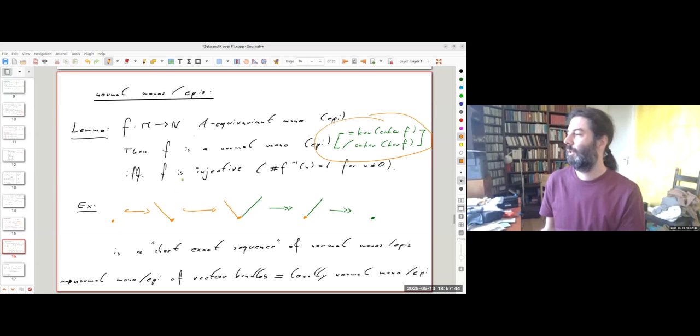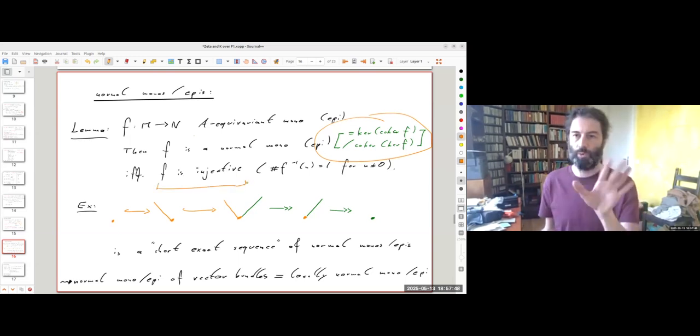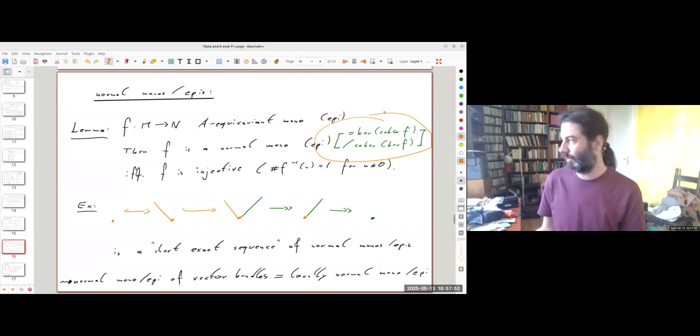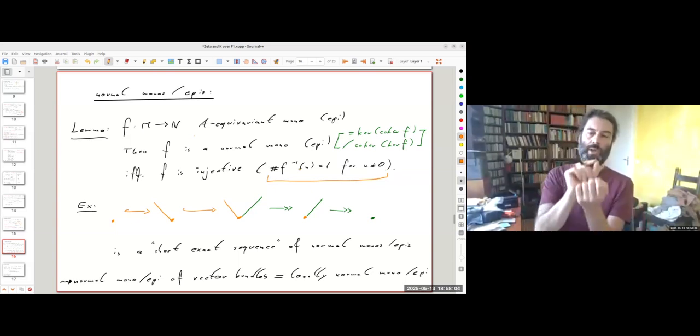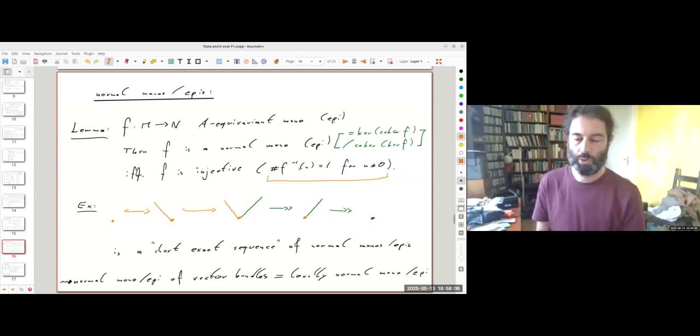The definition is here. If and only if, in the case of a mono, it's injective, with no further restriction. So this is different from vector bundles, where we had an additional restriction. And normal epi means it's surjective, and here we need an extra condition: the fibers of non-zero elements have not more than one element. It's surjective, so it has at least one, but it has exactly one element.